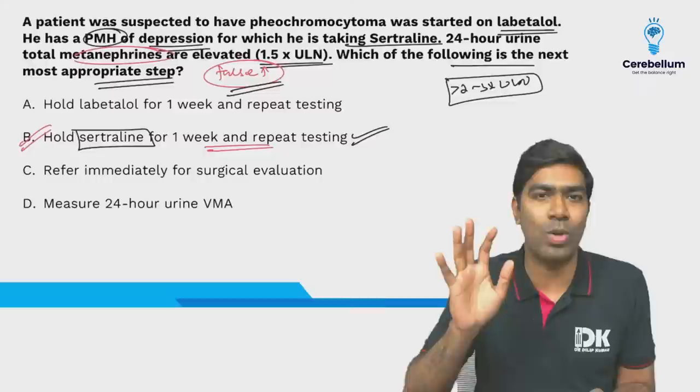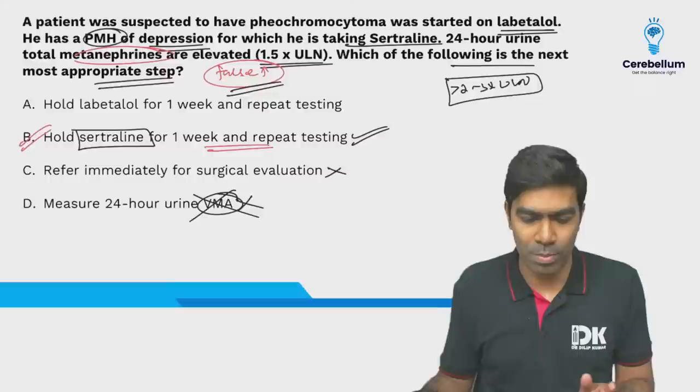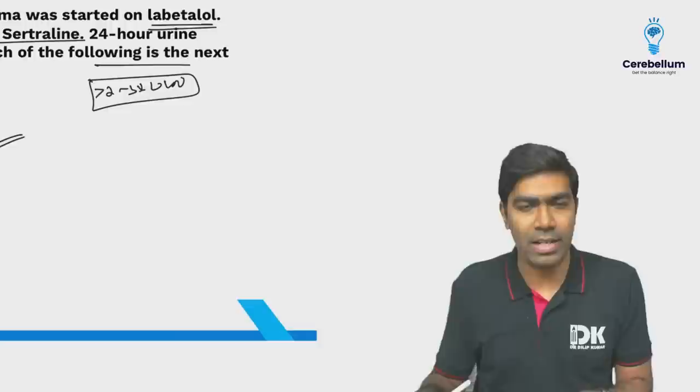This is wrong because we are not suspecting pheochromocytoma. Measure 24-hour urine mandelic acid is also wrong because we never use VMA nowadays for pheochromocytoma evaluation. It's only given in the biochemistry textbooks and nothing more than that. Hold labetalol is also unnecessary. It's not required. It will only result in an increase of the blood pressure.